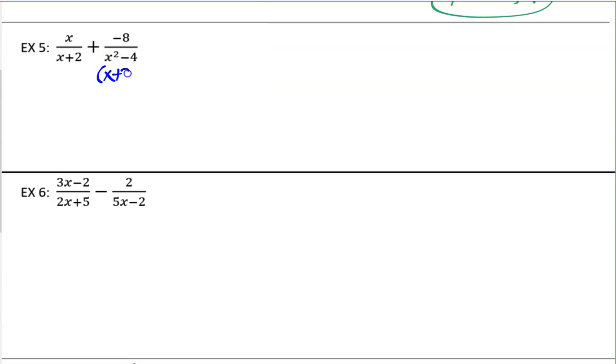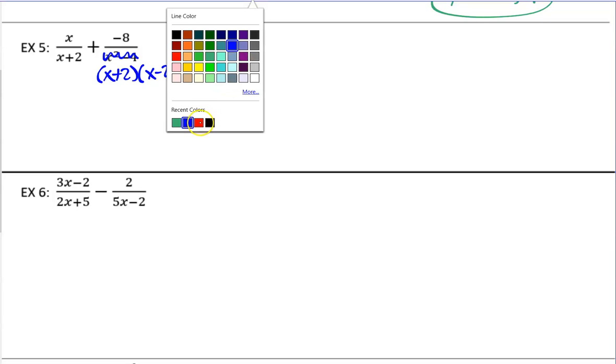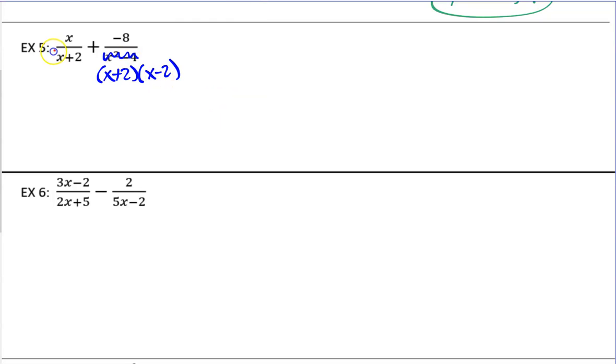Difference of squares, that means it's going to be x plus 2 and x minus 2. So I've factored it, don't need that anymore. All right, so let's see what they have in common. They both have an x plus 2, but my first fraction is missing the x minus 2. So that's the missing piece. So we need to multiply my first fraction, numerator and denominator, by x minus 2. Now their denominators match.